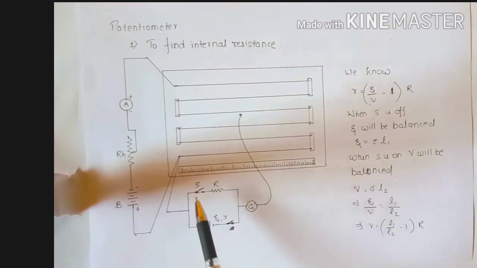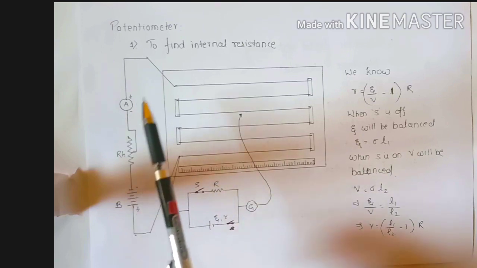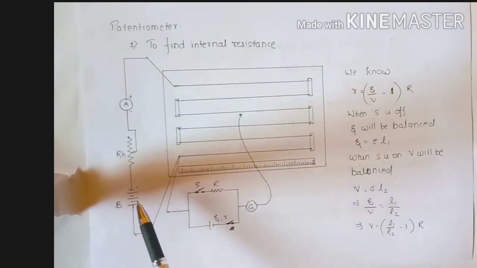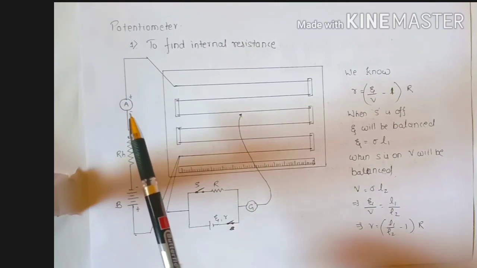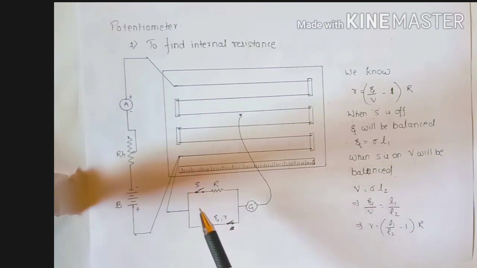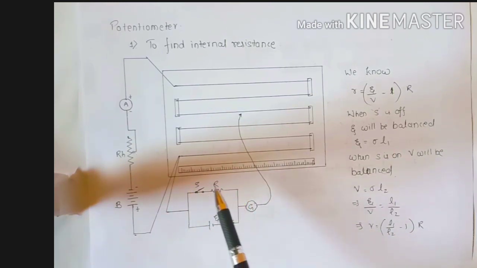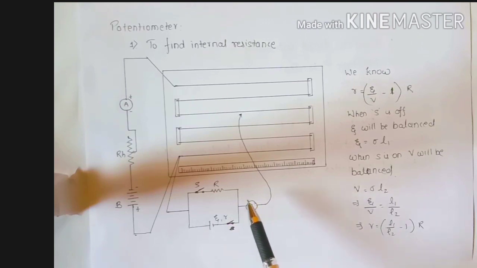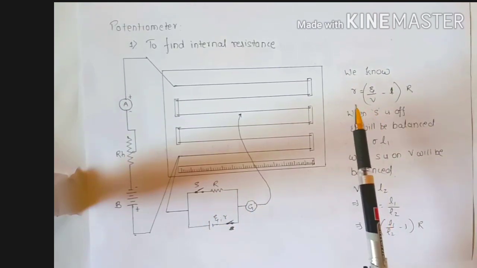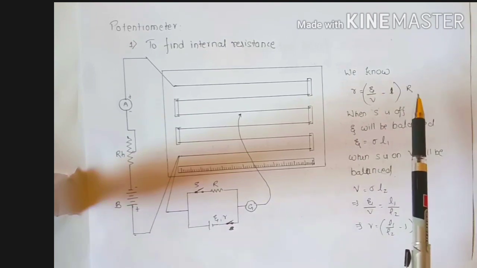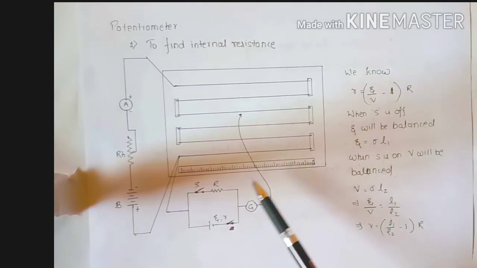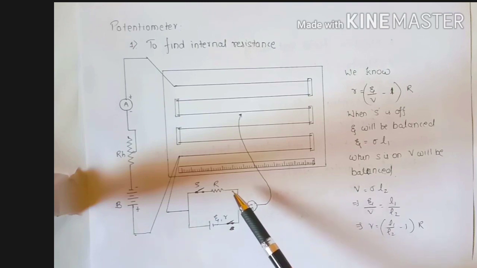A potential gradient is established by using an external source, which is battery B. A rheostat is used to vary the current, and an ammeter to measure the current. Now in order to measure the internal resistance, I have used the same circuit which I had explained earlier. So we have the formula r is equal to (E by V minus 1) whole into R. Here R is the known resistance from the resistance box.